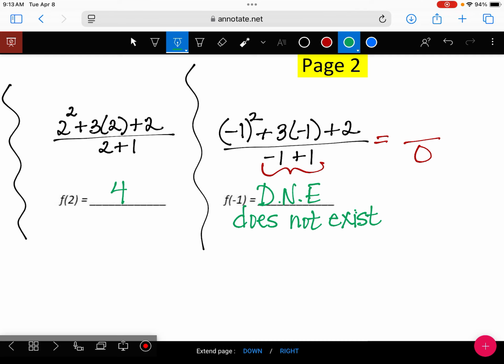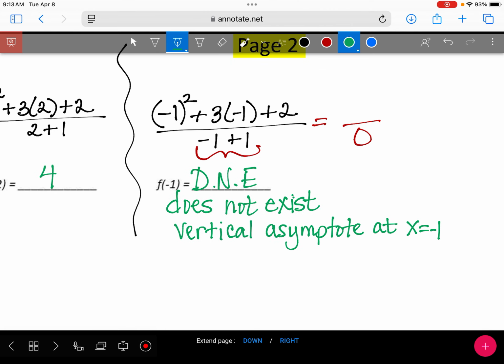So what this means is that there is a vertical asymptote. The reason why there is an error is because we have a vertical asymptote at x equals -1. So that means we would draw in a dashed line on our graph at -1. That's why it's DNE. DNE means we have an asymptote.